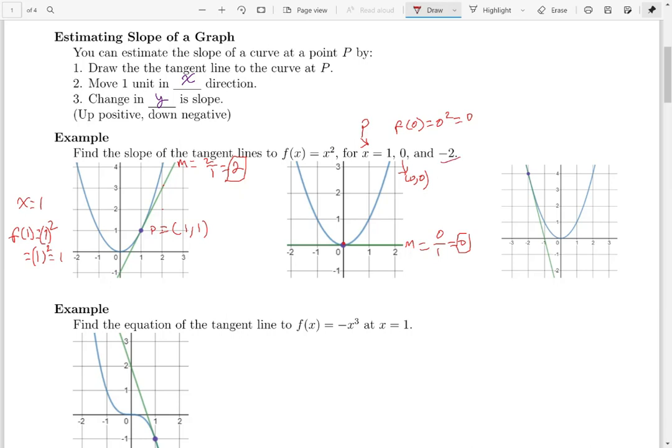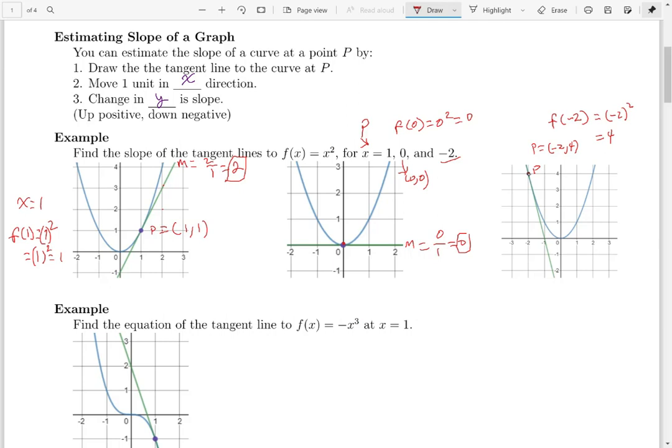Then for negative 2, where is that point? So f of negative 2 is negative 2 quantity squared, which is 4, which means that the point P that we're working with is the point negative 2, positive 4. Notice there's our point P, negative 2, positive 4. Then the tangent line is currently drawn for us.